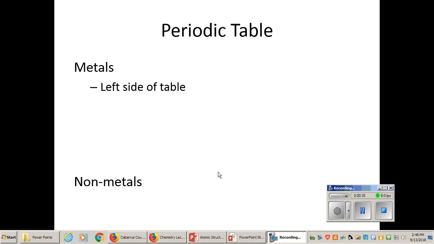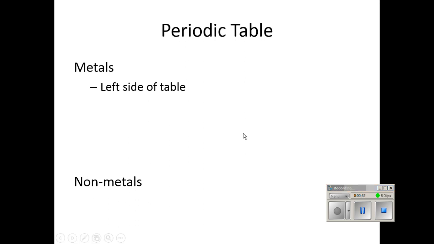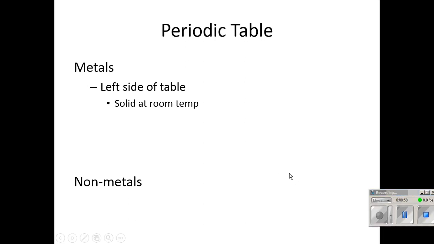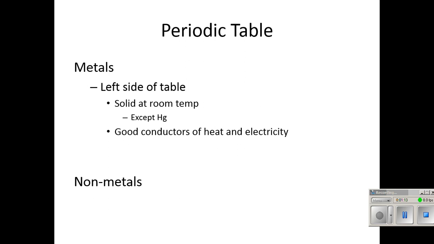So if you consider the periodic table, on the left-hand side of the periodic table are the metals. And just by knowing an element's position on the periodic table, you can know the properties of that element. So we know that metals are solid at room temperature, with no exceptions except the metal mercury. Mercury is a liquid metal at room temperature. Metals are good conductors of heat and electricity, so metals in their solid state are electrolytic.